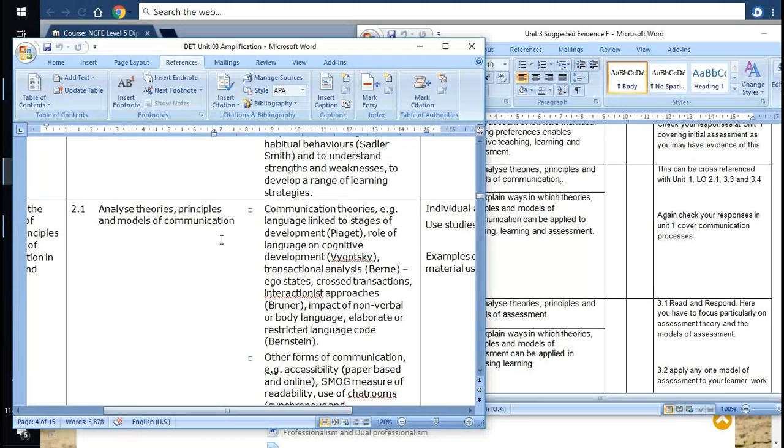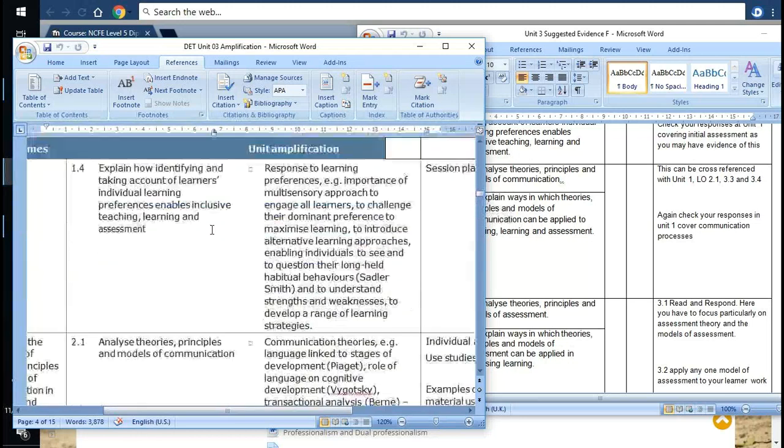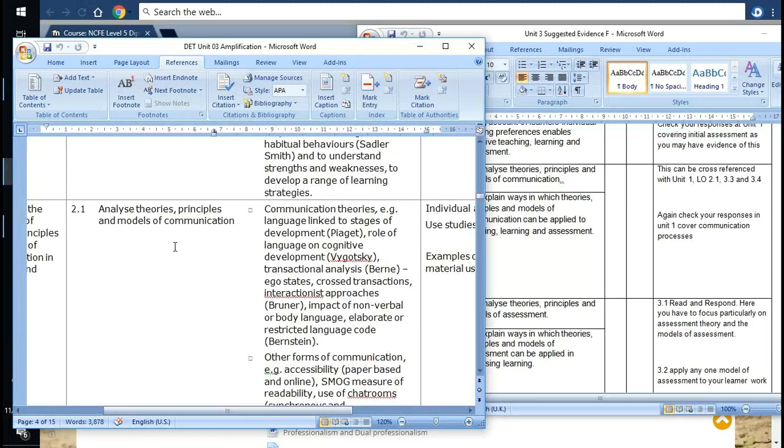Right, now the next one, it moves on to communication. It's 2.1. Communication theories, e.g. the language linked to the stages of development, Piaget. The role of language and cognitive development, Vygotsky again. He gets in there quite a lot, actually. He wrote some good stuff, to be honest. Yes, he is a theorist, but he wrote it as it is.